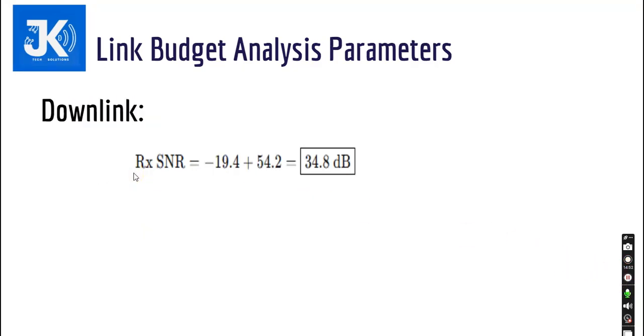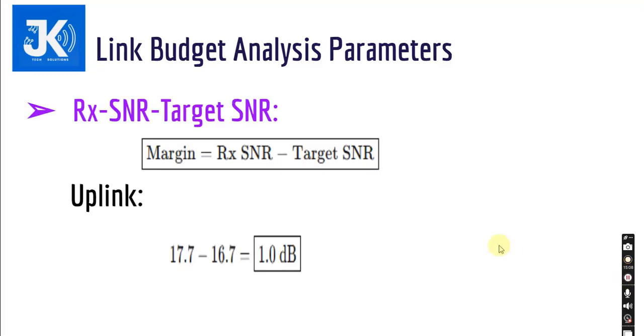So now we calculate the receiving signal to noise ratio for downlink, which is equal to minus 19.4 plus 54.2. Using the same formula as in the previous case, the receiving signal to noise ratio is equal to 34.8 dB.